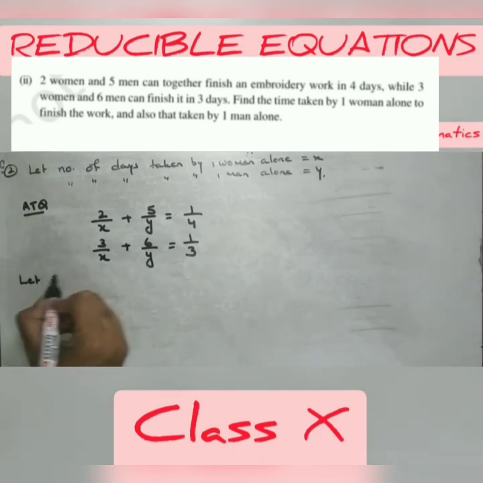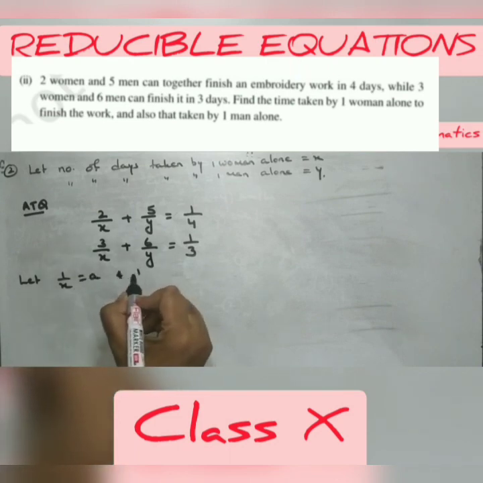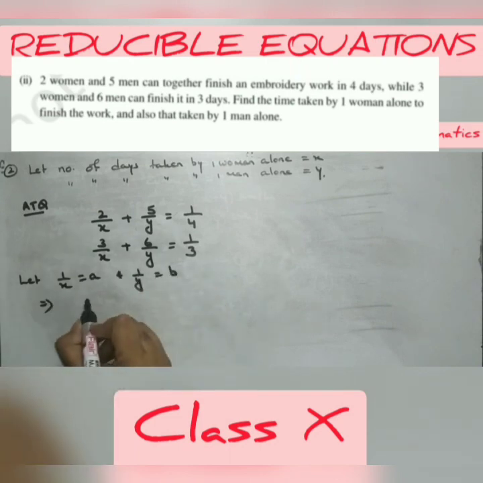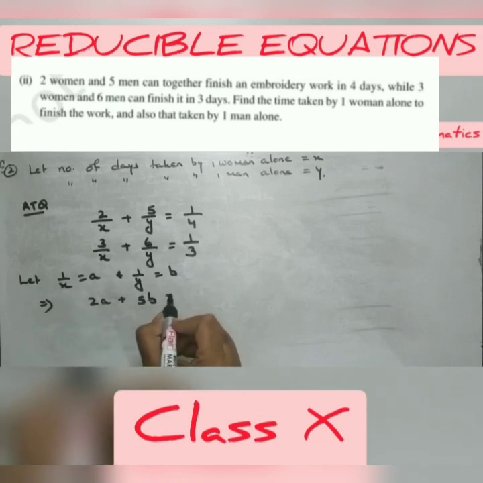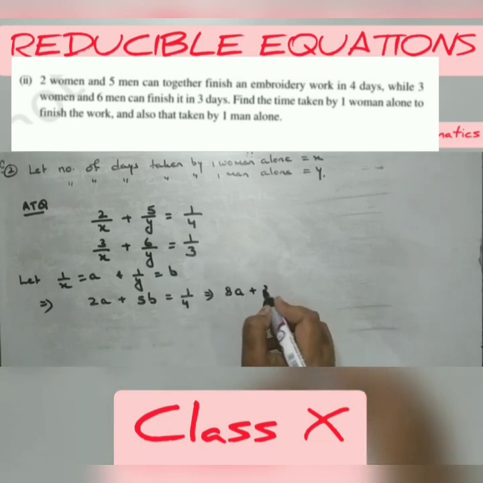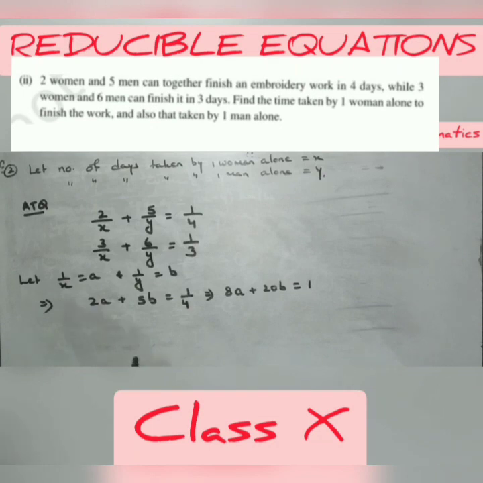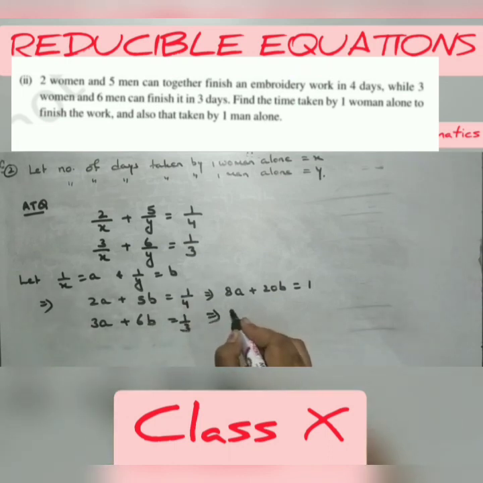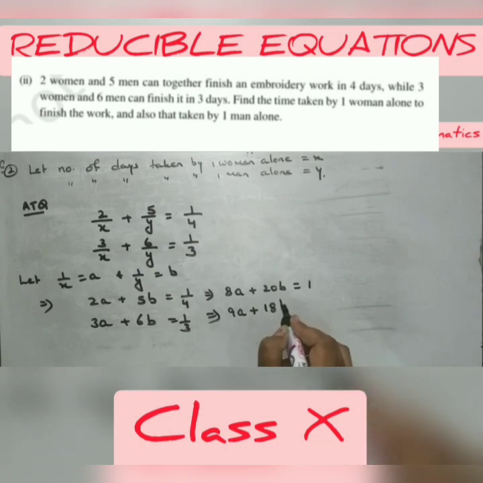How to reduce? Let 1 upon x equal to a and 1 upon y equal to b. Equation changes to 2a plus 5b equal to 1 by 4. Cross multiply, 8a plus 20b is equal to 1 if you multiply these two by 4. And the second changes to 3a plus 6b is equal to 1 by 3. Again multiply, 9a plus 18b is equal to 1. Solve these two equations to get the value of a and b. After getting the value of a and b, resubstitute here, you will get the value of x and y.